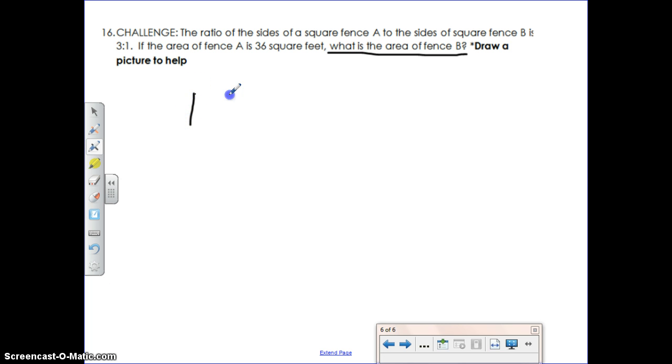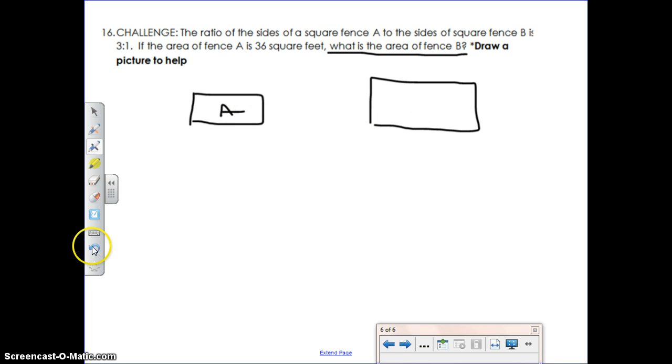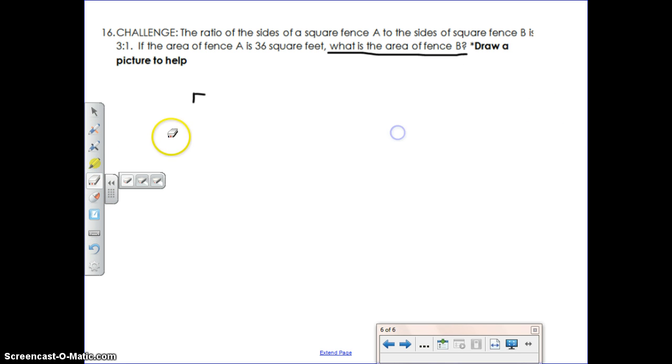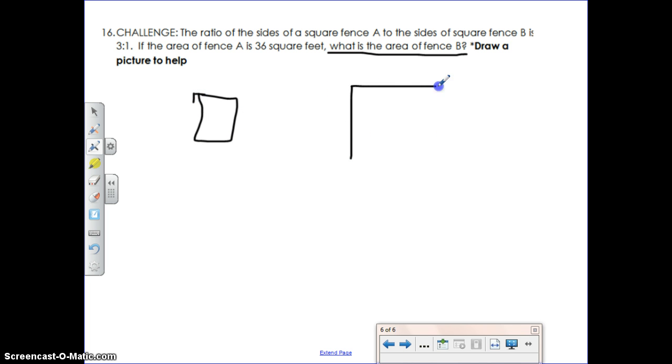All right, so we've got fence A, we've got fence B. Oh, and actually it says it's square, so let me erase that. Is it not going to let me erase that? I drew rectangles, but I want to draw squares here. All right, so fence A, whoa, that's a crazy looking square. Fence B. And they say the ratio is 3:1. In other words, the scale factor here is going to be times 3.